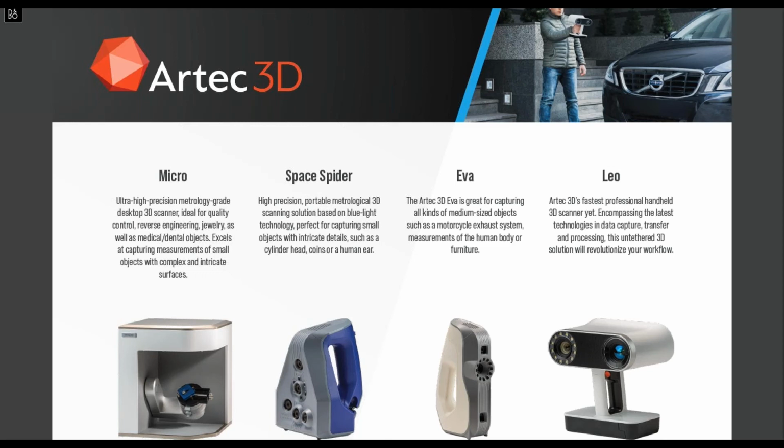Next up, we have the Space Spider. The Space Spider is a high-precision scanner that specializes in capturing small objects that range from about the size of your ear to the size of a shoebox. The Artec EVA specializes in mid-size objects such as furniture and the human body. The Leo is the flagship of all the Artec scanners, and not only can it handle smaller scans like the Space Spider, but can also handle much larger scans like a body panel of a car. It's also wireless, which is a great feature.